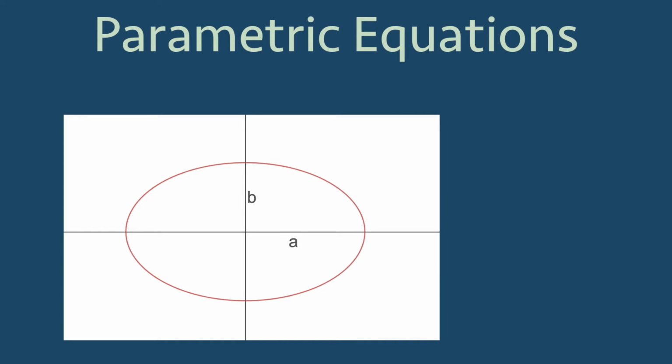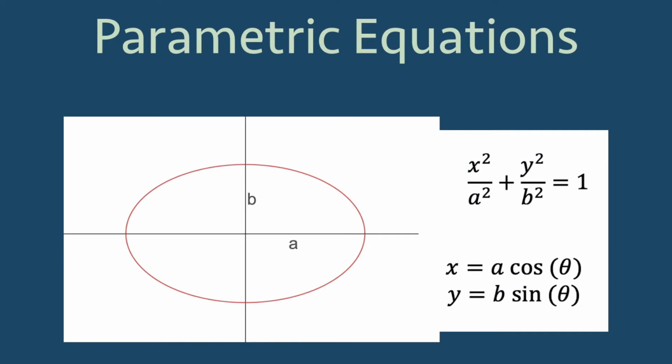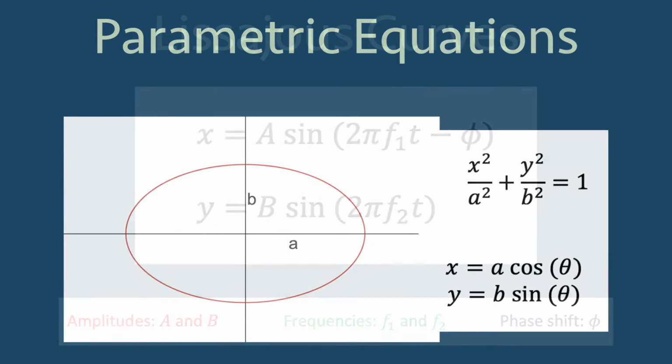is no radius. On an ellipse, there is a major axis and a minor axis, as seen in this general ellipse centered at the origin. The equation for this ellipse is x squared over a squared plus y squared over b squared equal 1. And we can write parametric equations for a point xy on this ellipse as x equal a cosine theta and y equal b sine theta.